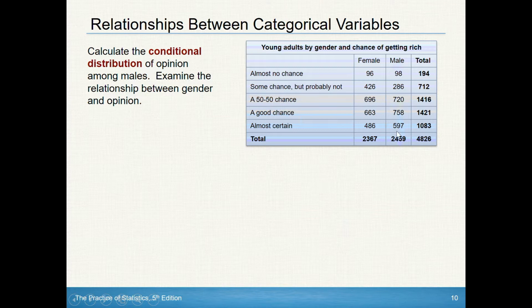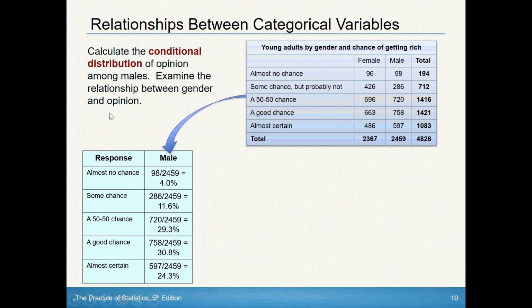So we're focusing just on the male column right here. Then it says examine the relationship between gender and opinion. Okay, so we start off by making our conditional distribution. Now you'll notice that we're, again, only on the male column. So for the percentages, we take the 98 and we're only dividing it by the total of the males. So the 98 divided by the total of the males.